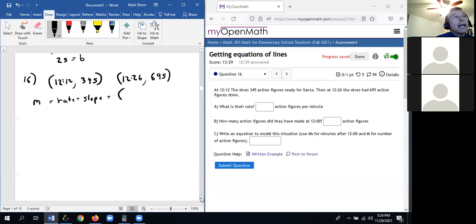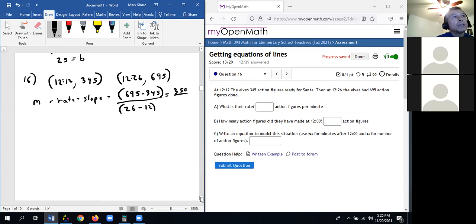So we need action figures on the top. So how many action figures were made in this period of time? Well, 695 minus 345. And how much time is going by? Well, subtract the time in the same way. I don't really need to say 12 o'clock. That's not really changing. It's just the minutes. 26 minutes minus 12 minutes. So doing this subtraction here, I get 350.